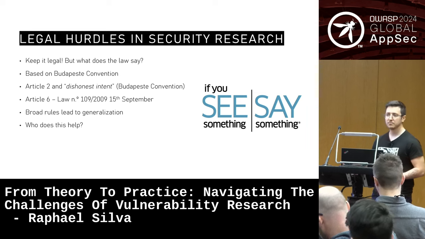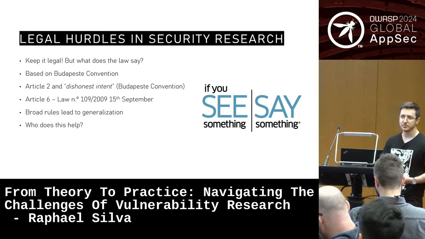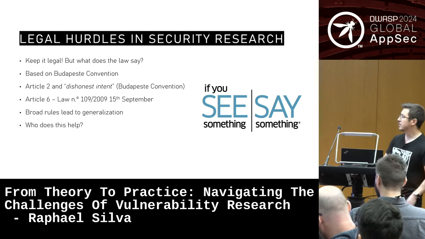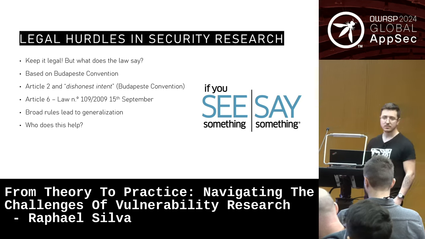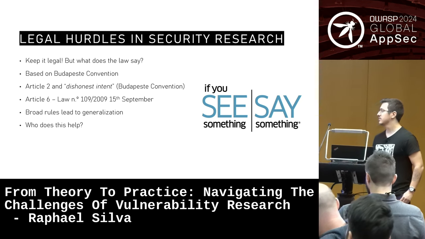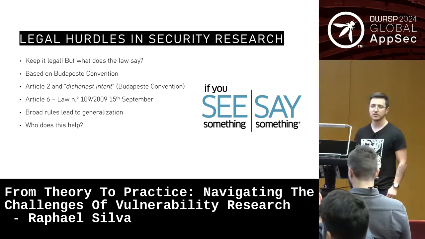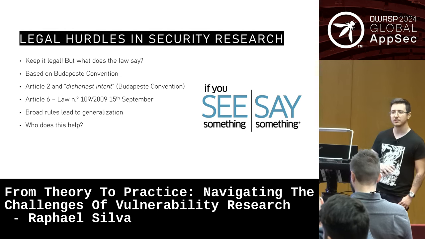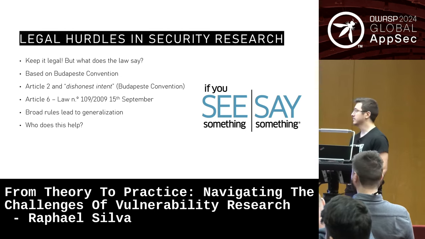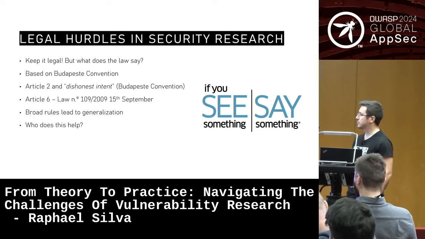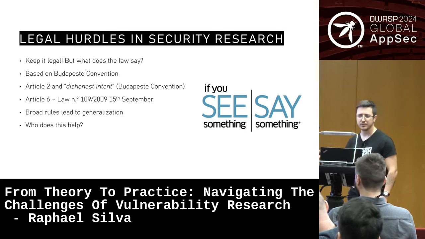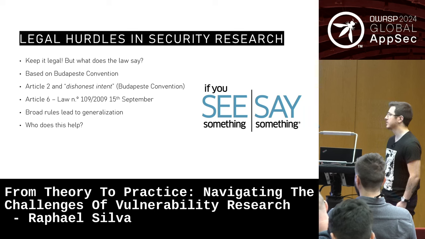So pretty much any type of illegitimate access is considered a crime here. Article 6, this is from Portuguese cybercrime law. Article 6 deals with illegitimate access, and it's just a whole bunch of broad rules and broad generalizations. And that's pretty much coming from Article 2. Article 2, I think, also dealt with illegitimate access.